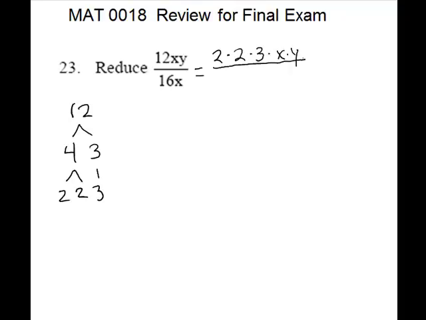For 16, we have 4 times 4, and the 4's gives us 2's. So we have a lot of 2's, 4 2's, and we have an x. Once you have all products, you're allowed to divide out common factors.